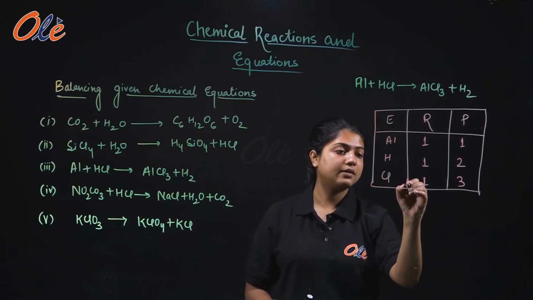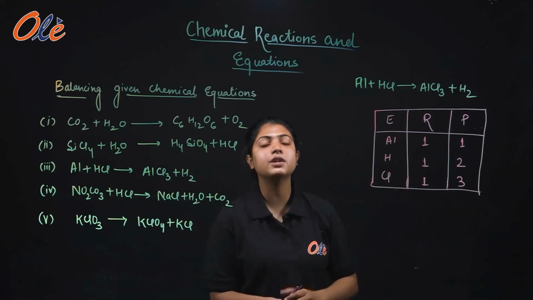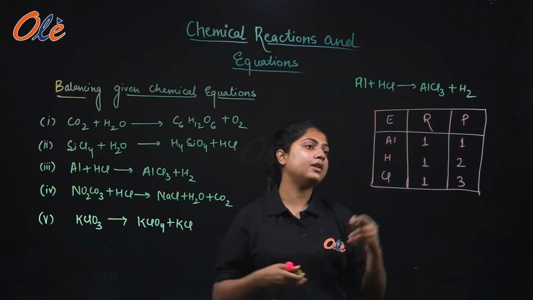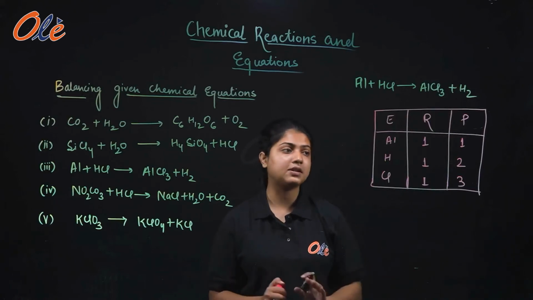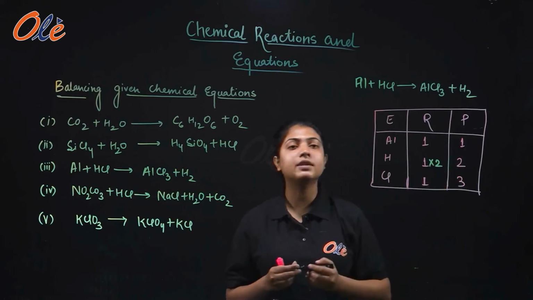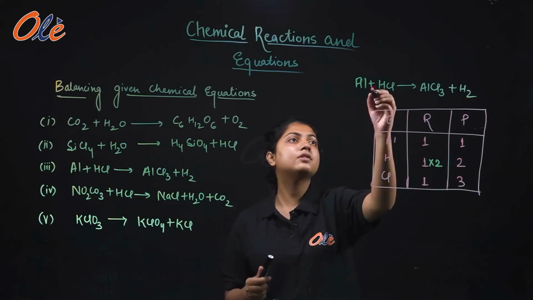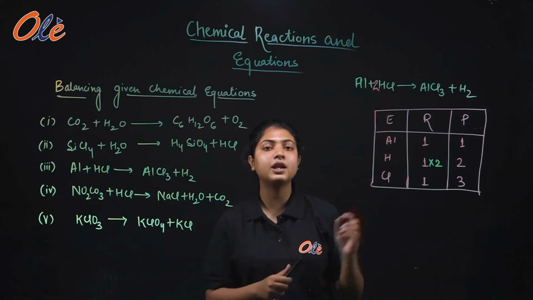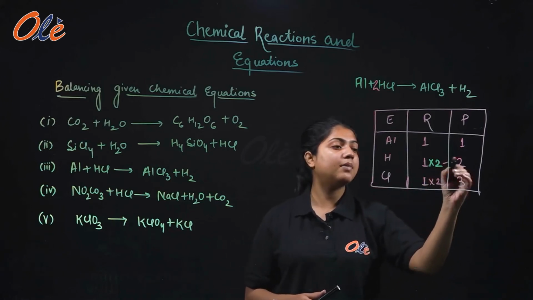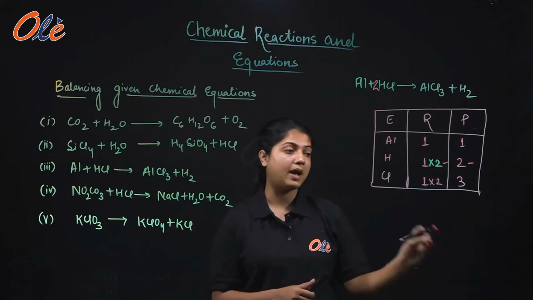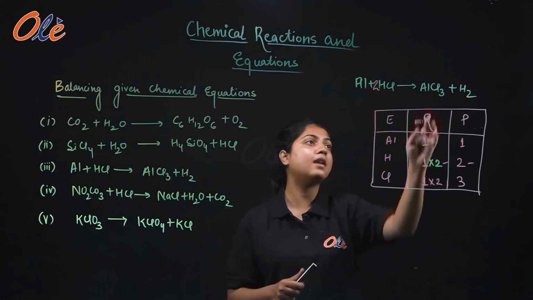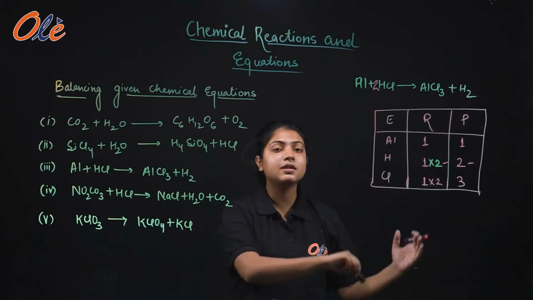Now we have to balance it. Always remember, we are balancing these equations by trial and error method, okay? Now, the aluminium is already balanced, that is 1 on each side. Hydrogen is not balanced, so let us multiply hydrogen by 2 on the reactant side. If we multiply the hydrogen by 2 on the reactant side, the number of chlorine atoms also increases, so it is also being multiplied. Hydrogen is being balanced, but chlorine atom is not balanced. 2 and 3, it is still not balanced. So how can we balance the chlorine atoms in this given equation?